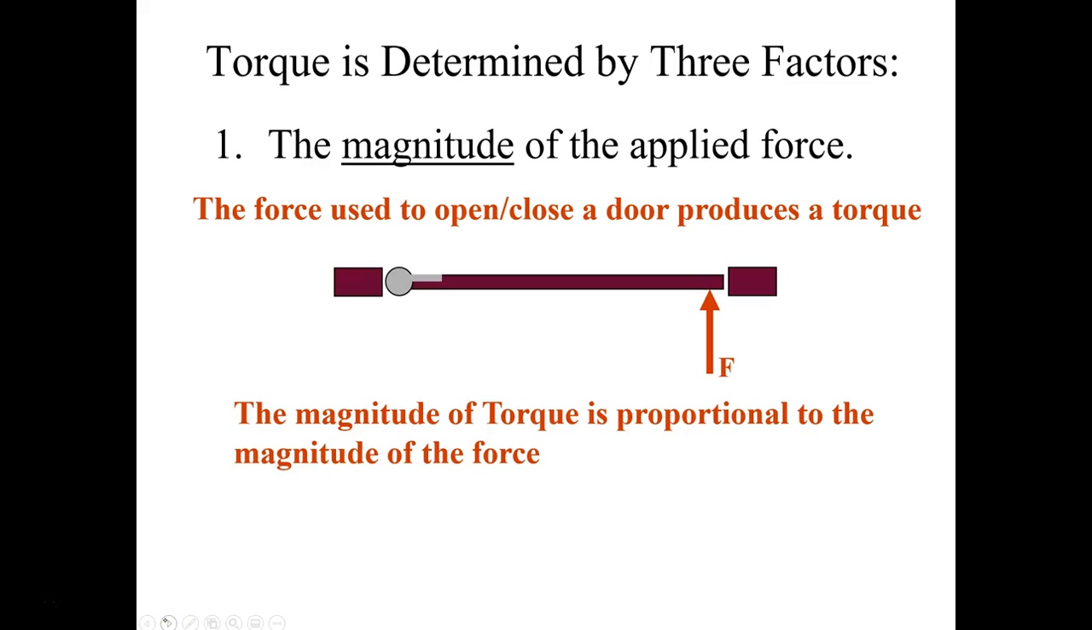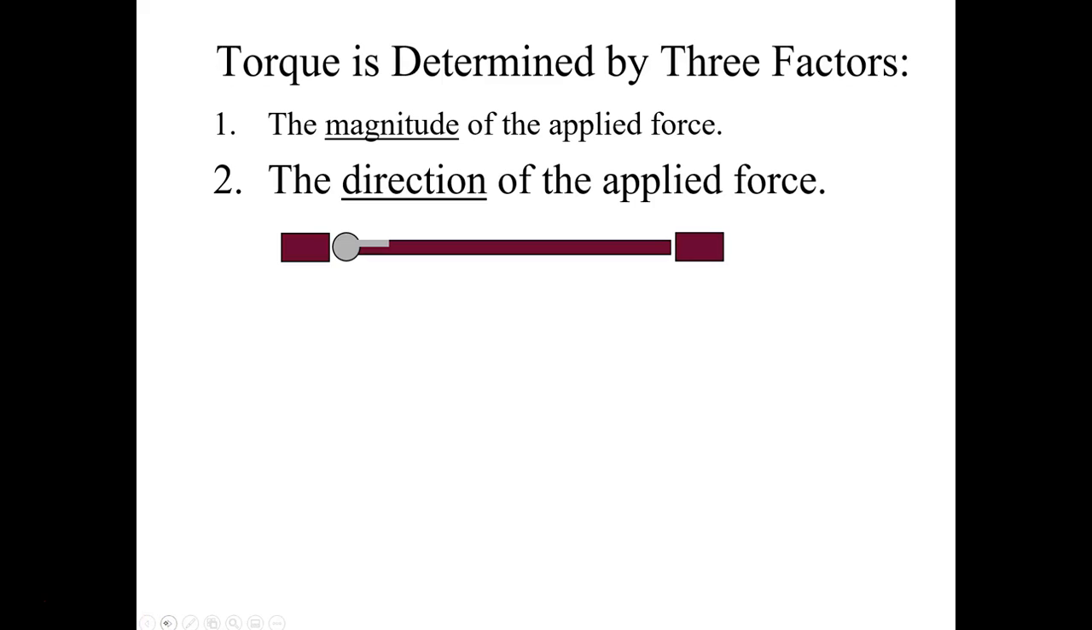Torque is going to depend on three different factors. The first factor is the magnitude of the force that we apply. So the bigger the force, the more torque we're going to have. That can be seen in that the harder you push on a door, the faster that door opens. So it's going to be proportional to the force applied. It's also going to depend on the direction of the force applied.